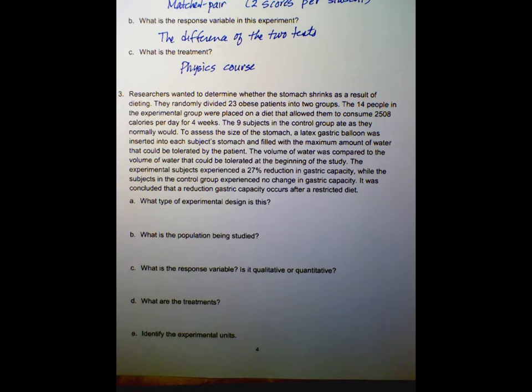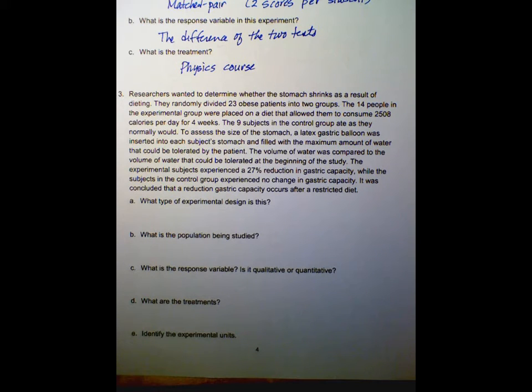To assess the size of the stomach, a latex gastric balloon was inserted into each subject's stomach and filled with the maximum amount of water that could be tolerated by the patient, and the volume of water was compared to the volume of water that could be tolerated at the beginning of the study. So they're using this water thing to determine how big the stomach was at the beginning and the end to see if there's any shrinkage.